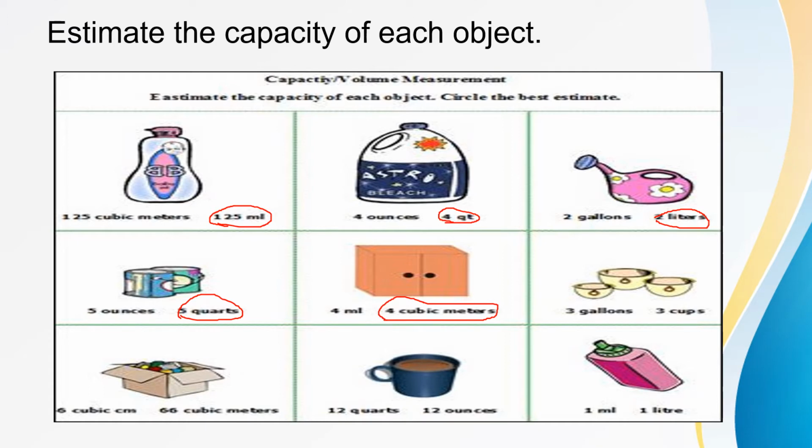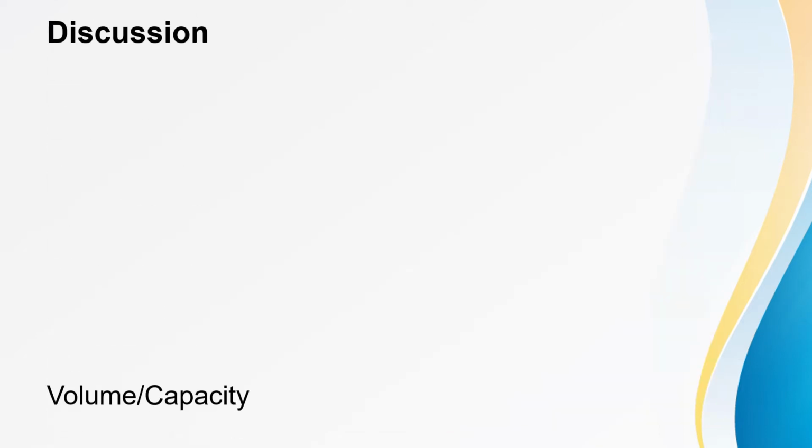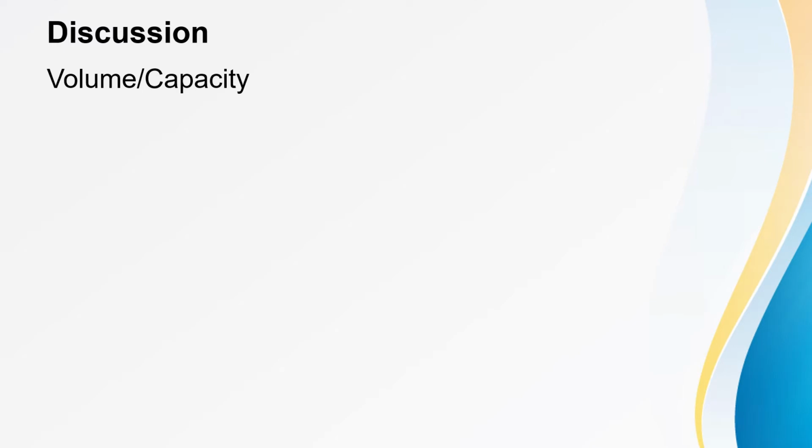Next, we have 3 cups here. Of course, that is 3 cups. Then we have 6 cubic centimeters or 66 cubic meters. This is small, so we can only use 6 cubic centimeters. 12 quarts or 12 ounces? Could be 12 ounces. 1 ml or 1 liter? Probably 1 liter. Okay? So let's have our discussion.